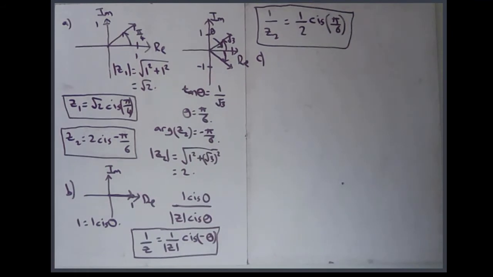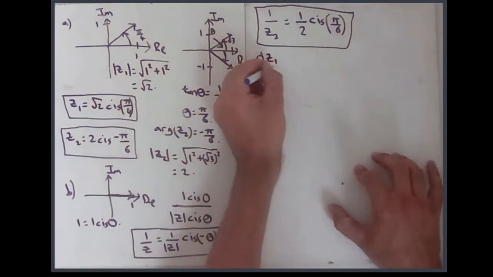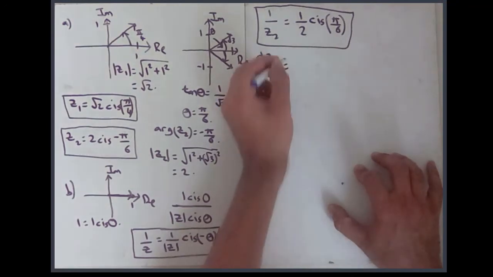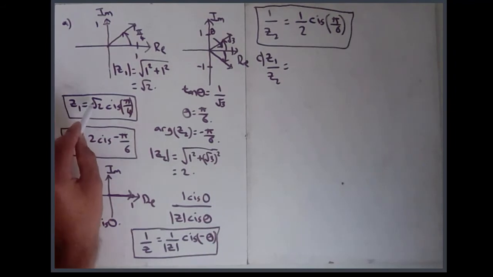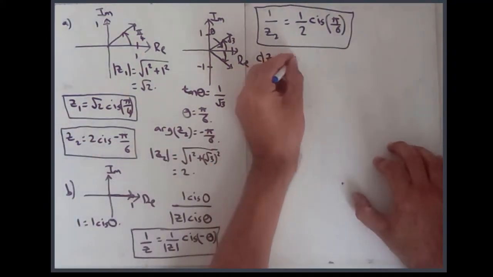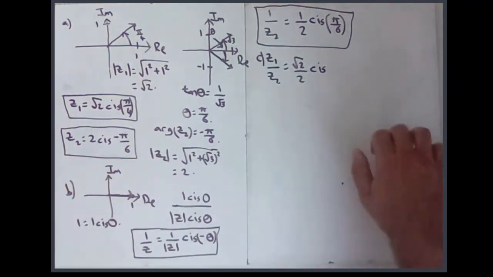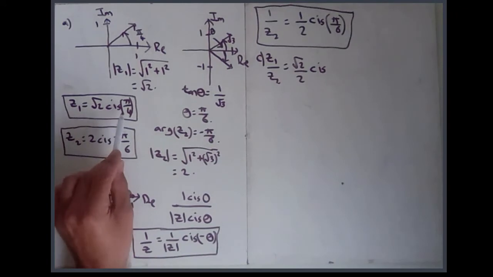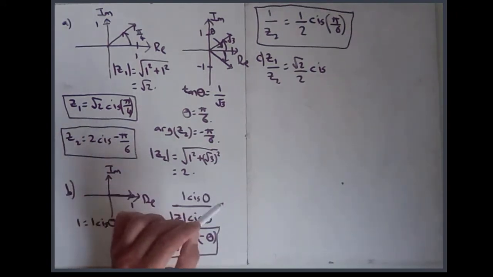Part C, evaluate Z1 over Z2. So Z1 over Z2 equals, so we get the modulus of Z1, root 2. Modulus of Z2 is 2, so we divide those. It's root 2 over 2 times cis, and then we subtract the arguments. So it's pi by 4 minus pi by 6. So we're going to be adding.